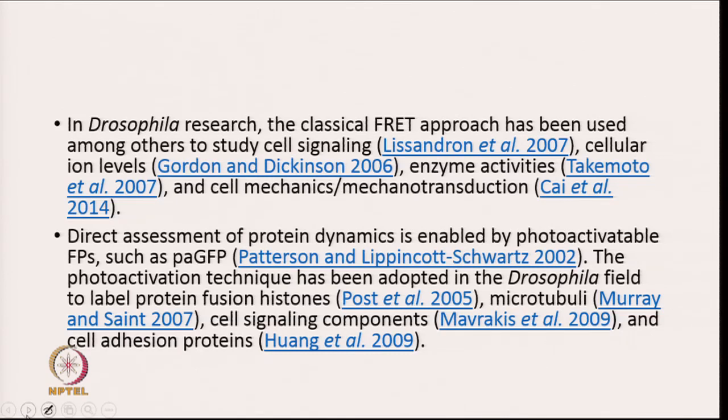There are several other examples. People have used the FRET approach to study cell signaling, cellular ion levels, enzyme activities and cell mechanics or mechanotransduction. These are a few references which are present. You can go and look at them. Direct assessment of protein dynamics is enabled by GFP. The photoactivation technique has been adopted to look at protein fusions with histones, microtubules, cell signaling components and cell adhesion proteins.